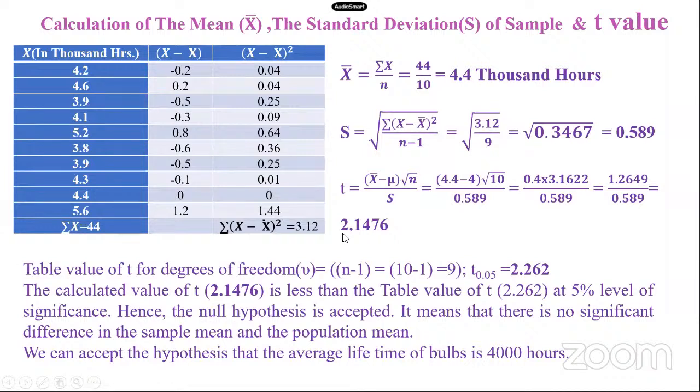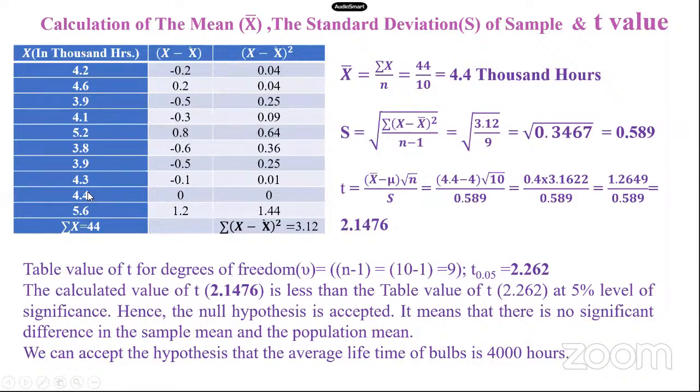Then we are going to decide whether the hypothesis is accepted or rejected. So the table value of t for degrees of freedom v, which is equal to n minus 1, that is 10 minus 1 is equal to 9, and level of significance is already given, 0.05, means 5% level, is 2.262. Now compare the calculated value of t with the table value.